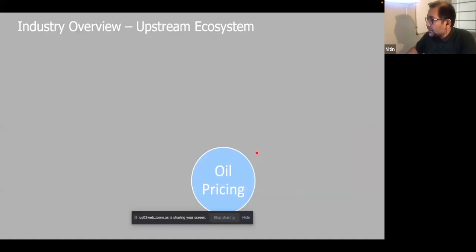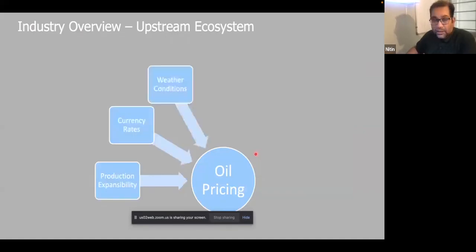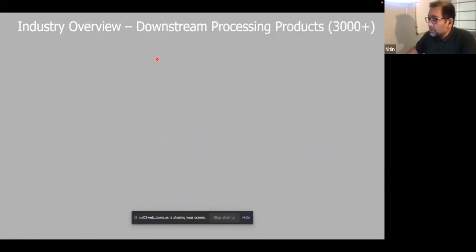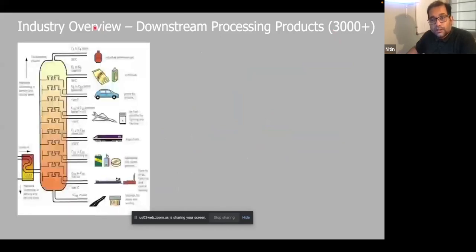The oil pricing is the most critical part, which is affected by production and availability, currency rates, weather conditions, just a few of the factors which affect oil price in the oil market. The downstream processing industry actually processes more than 3,000 products, and these products are already evolving. Recently someone discovered a couple more types of fibers which can be used in space or something. It has been serving the lifestyle of ourselves in the modern age by giving us all these products and viable solutions for our demands, for our daily life. You can see crude oil going into multiple streams, providing you multiple raw materials to do things which you can run your life on.